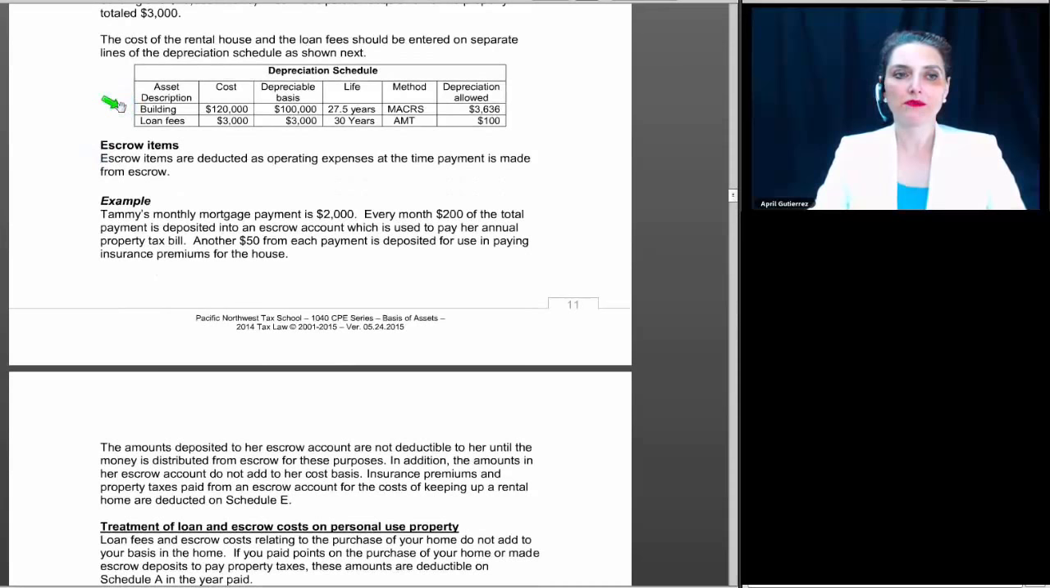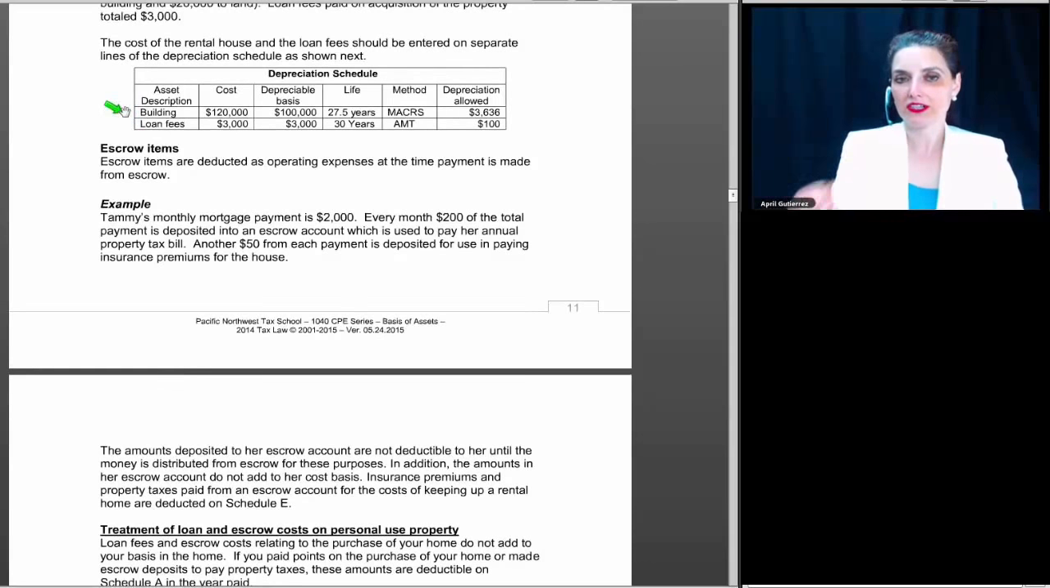We take the asset, which is being depreciated, which is the building, and we enter the cost of the building. We then enter what the depreciable basis of that building is, which is the acquisition cost minus the land value. And then the life of the building, 27 and a half years. The method under which we're depreciating it is MACRS, and the depreciation deduction allowed in this particular year is $3,636, assuming it's a full 12 months of depreciation. Loan fees. The cost of those is $3,000, the depreciable basis. And really, truth be told, the word would be amortizable basis is going to be $3,000. The life will be 30 years, and that would allow for an amortization deduction each year of $100.